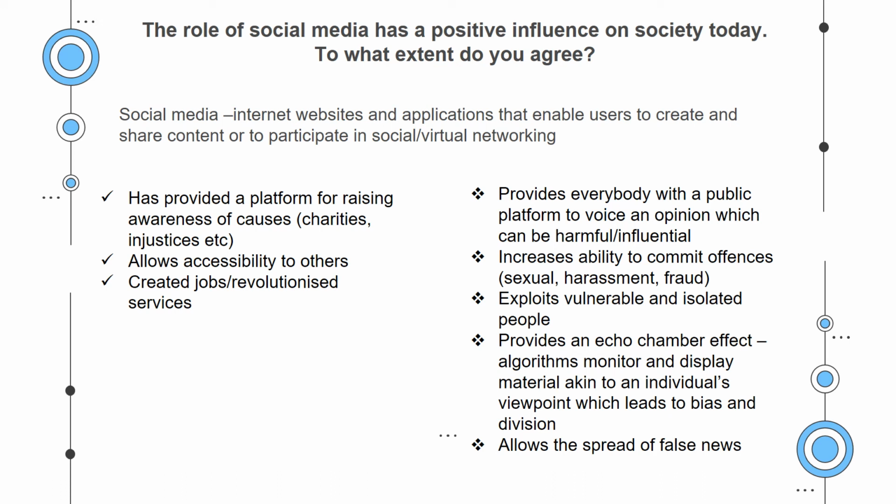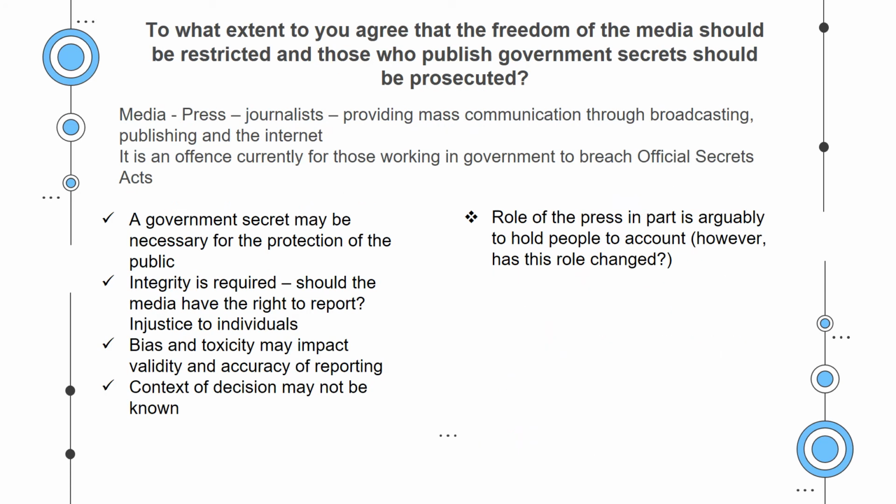Okay, so I would obviously put these into paragraphs and then I would reach a conclusion, in my view, believing that the role of social media has more of a negative influence than a positive influence. Okay, but somebody else may conclude the opposite and be able to justify that. Okay, let's have a look at some others.